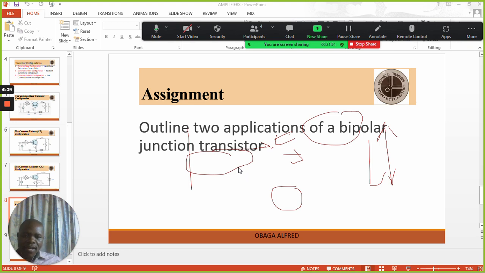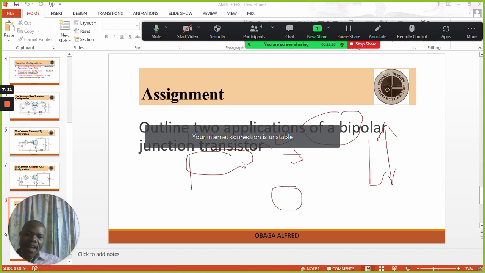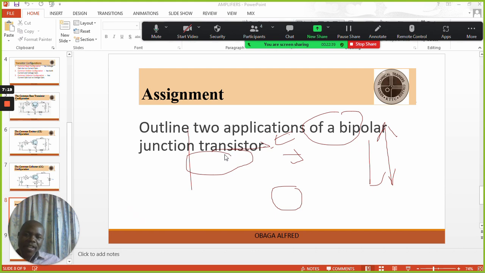Now, let's summarize our lesson. I would like you to state the 3 transistor configurations that we have. Who can state one? Yes, Jude? That's very good. We have common base configuration. Another one? That's very good. We have common emitter. And the last one? That's very good, Isabella. We have the common collector.